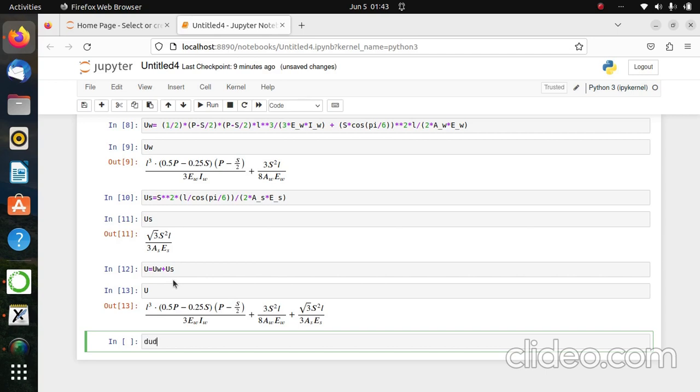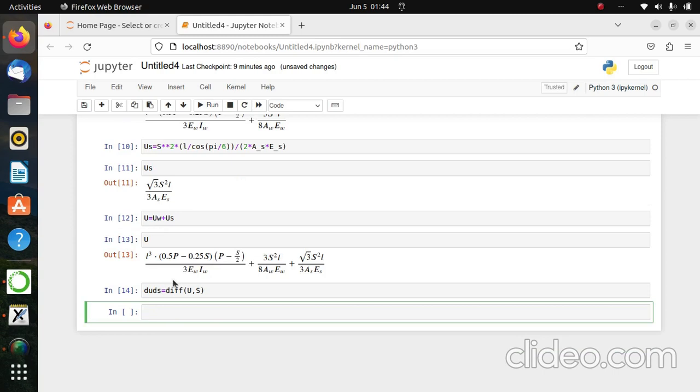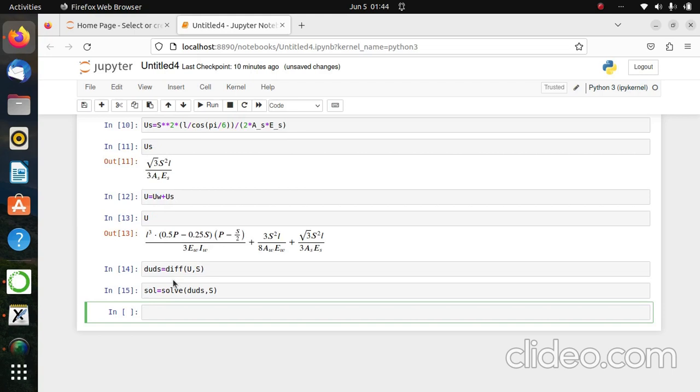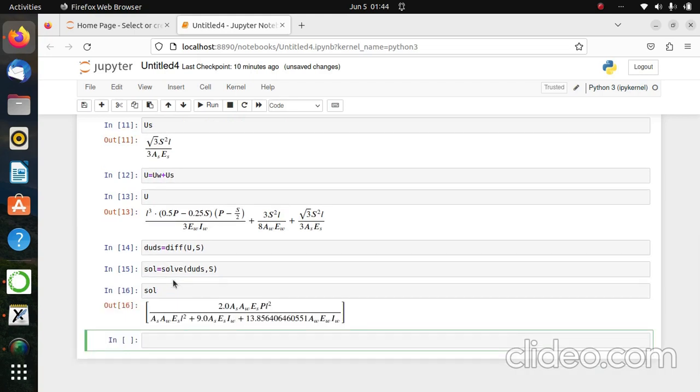Now dU/dS equal to diff U with respect to S. That gives you the equation. So this has to be solved. So you just can solve like this: sol equal to solve dU/dS, and we are solving for S. So this is solve. Looks quite complicated. Now we just substitute the values. sol dot subs, substitute within second bracket, the dictionary.